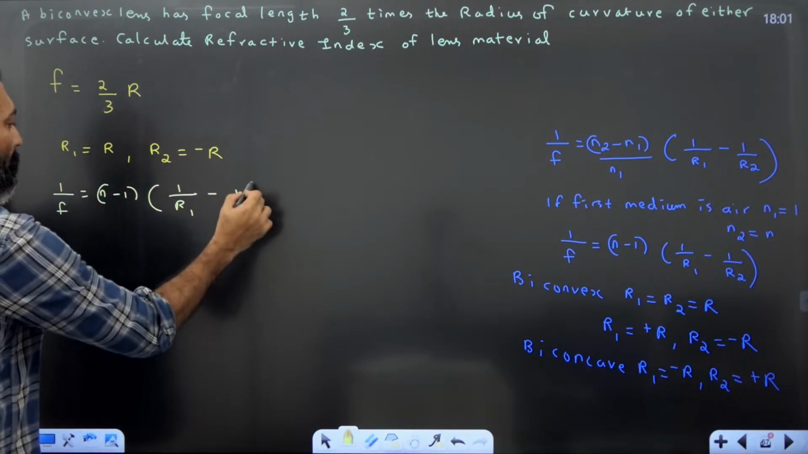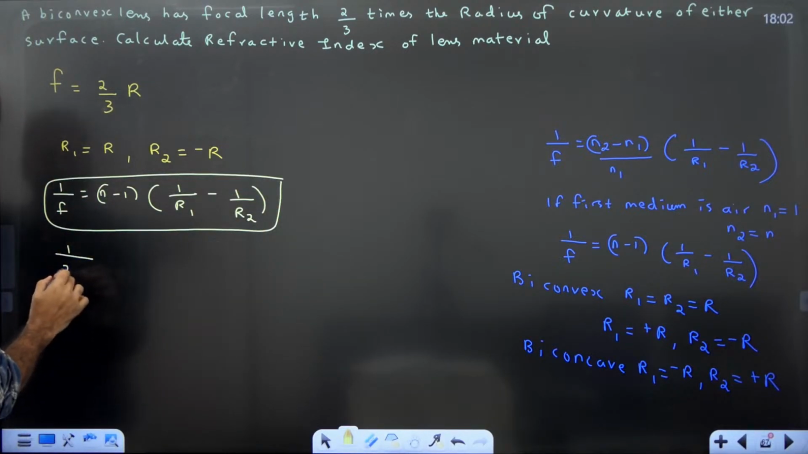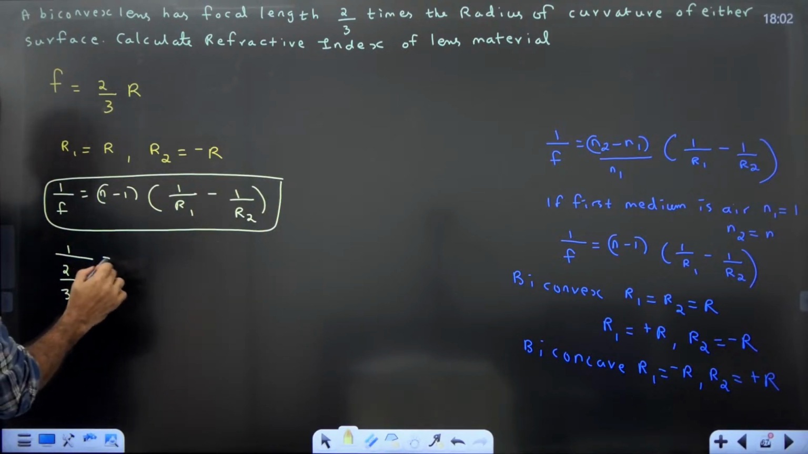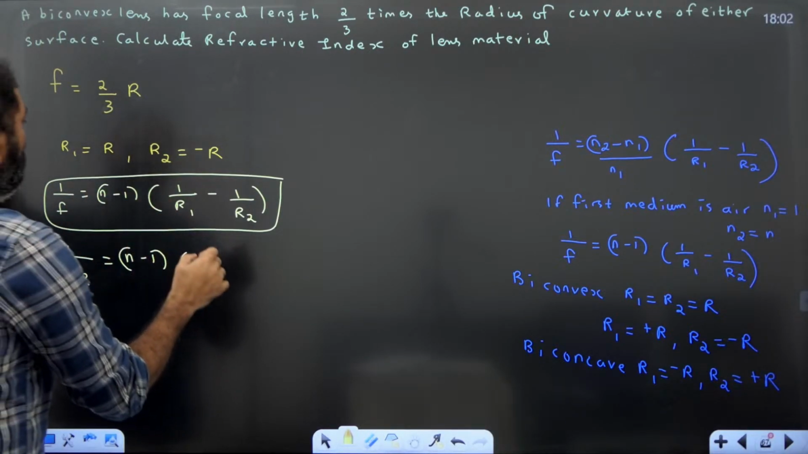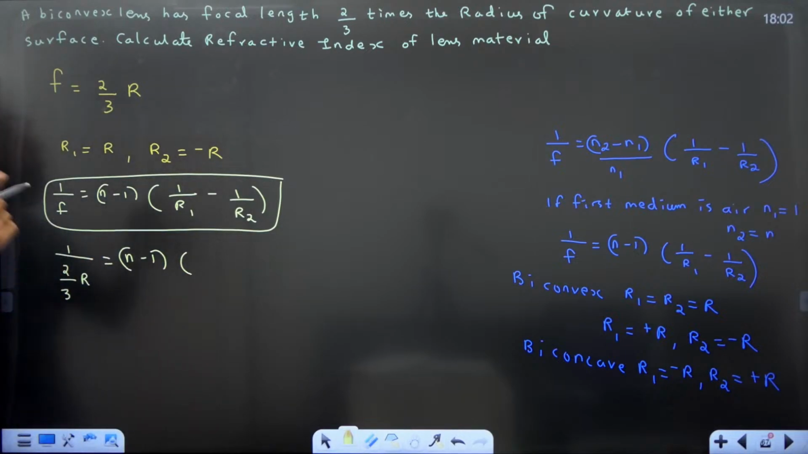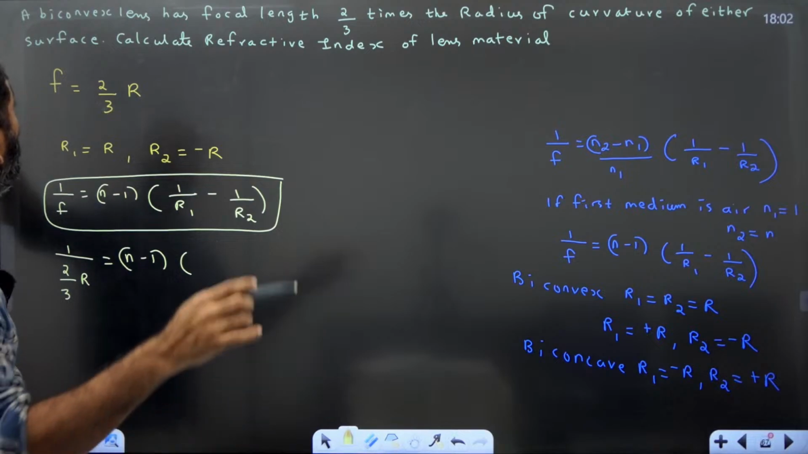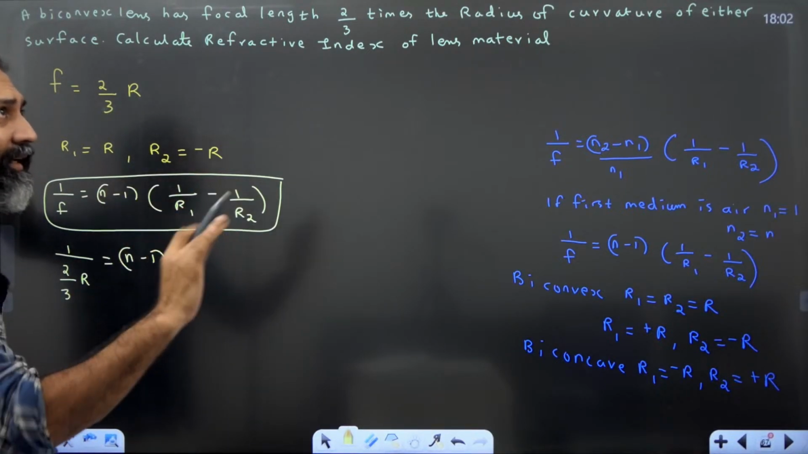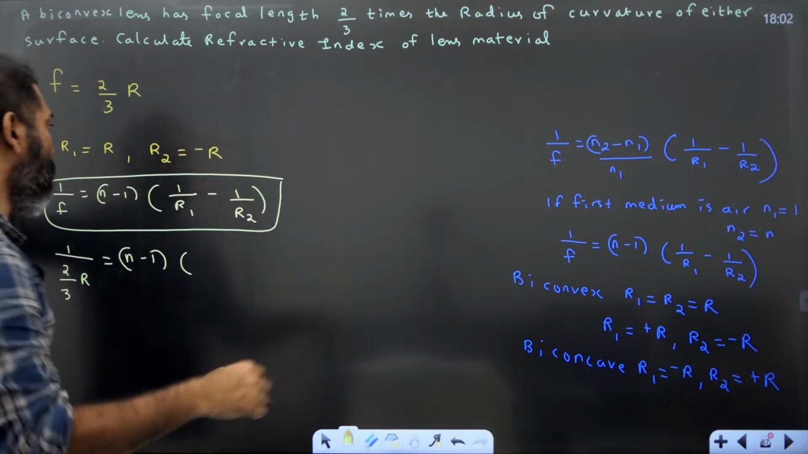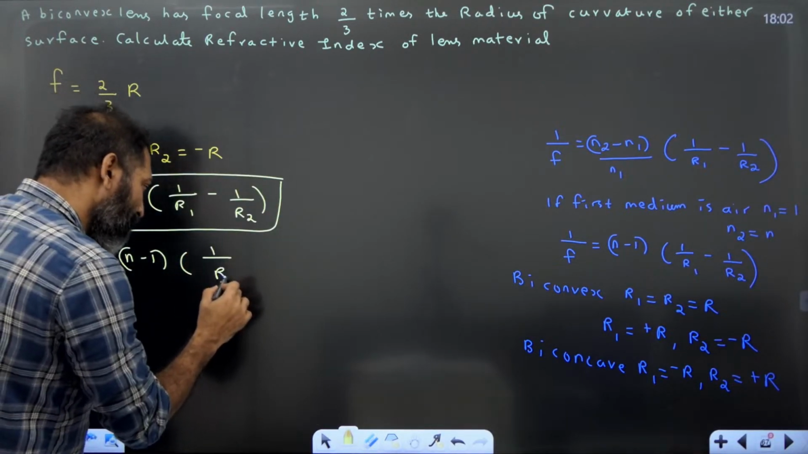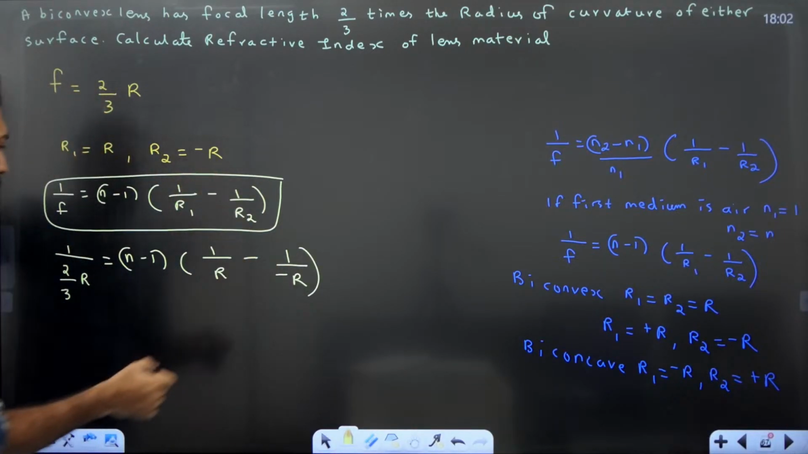The formula is fixed. So what is the situation here? Instead of 1/f, I write 2/3r is equal to n, I don't know. Instead of 1/r1, what do I write? It is biconvex. That means the radii of curvature R1 and R2 are both the same. If there is 'bi', the radius of curvature is the same. If convex, first radius positive, second radius negative. So 1/r minus 1/-r, because the second should be minus r, minus sign.